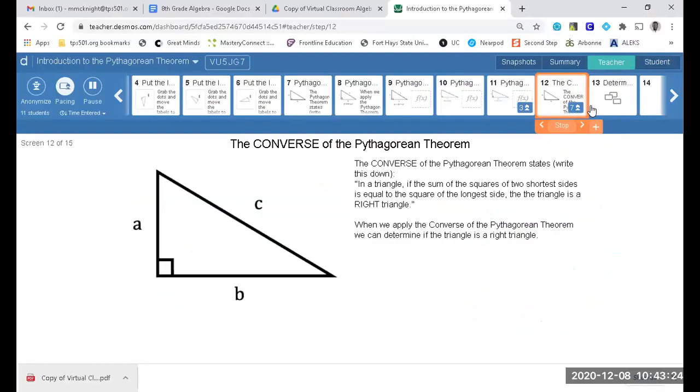So now we're going to talk about the converse. We're talking about the converse of the Pythagorean theorem. It's talking about in a triangle, the sum of the squares of the two shortest sides is equal to the square of the longest side. Then the triangle is a right triangle. We've already talked about it, and I'm going to give you an example of what that is.